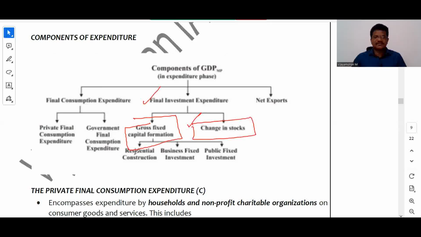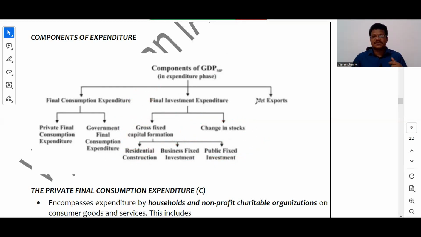ఈ గ్రాస్ ఫిక్స్డ్ క్యాపిటల్ ఫార్మేషన్ అంటే క్యాపిటల్ ఫార్మేషన్ కోసం ఎవరైనా స్పెండ్ చేసి ఉంటే దాన్ని వీ విల్ కేటగరైజ్ ఇంటూ యాజ్ గ్రాస్ ఫిక్స్డ్ క్యాపిటల్ ఫార్మేషన్. అండ్ క్యాపిటల్ ఫార్మేషన్ కోసం ఏ ఎకనామిక్ ఏజెంట్స్ ఖర్చు చేస్తాయంటే ఎకానమీలో అగైన్ సేమ్ రెసిడెన్షియల్ కన్స్ట్రక్షన్, బిజినెస్ ఫిక్స్డ్ ఇన్వెస్ట్మెంట్ డన్ బై ది బిజినెస్, అండ్ పబ్లిక్ ఫిక్స్డ్ ఇన్వెస్ట్మెంట్ డన్ బై ది పబ్లిక్ సెక్టర్ ఆర్ గవర్నమెంట్. ఈ 3 కాంపోనెంట్స్ అన్నమాట. దిస్ విల్ కమ్ అండర్ ఫైనల్ ఇన్వెస్ట్మెంట్ ఎక్స్పెండిచర్.